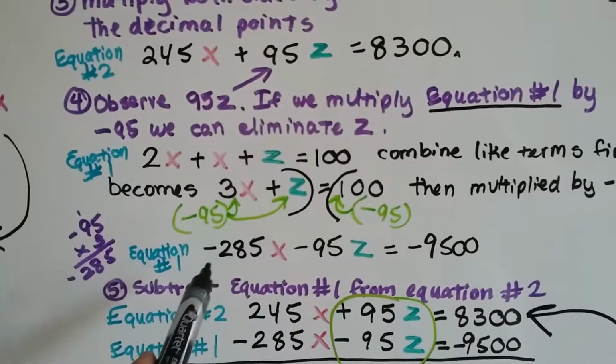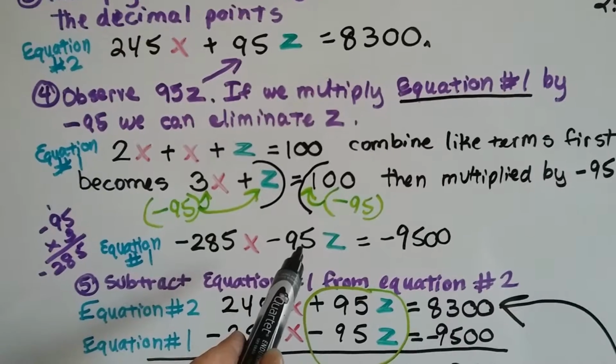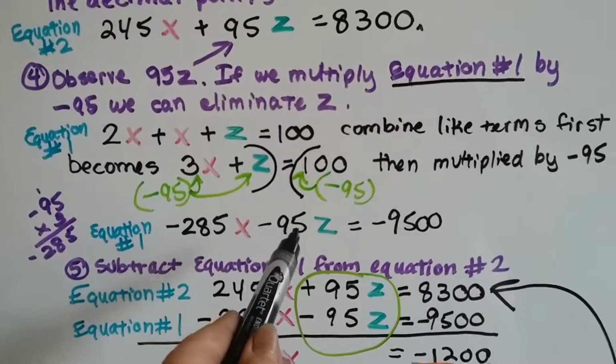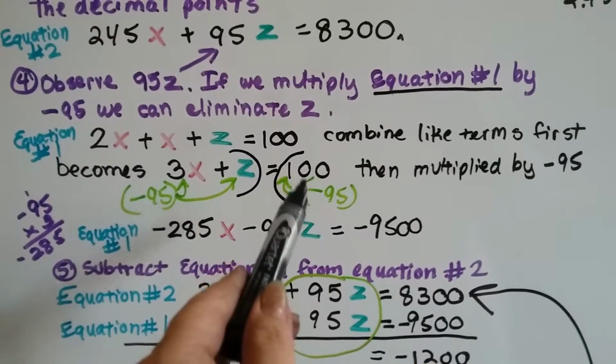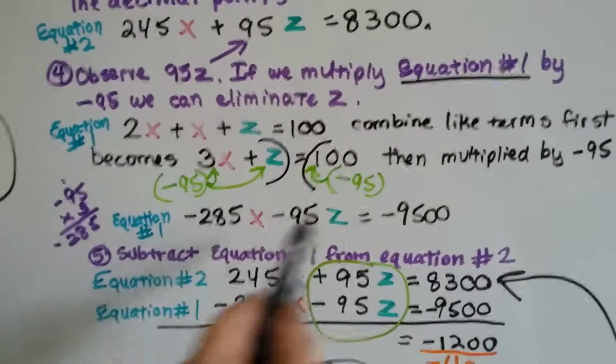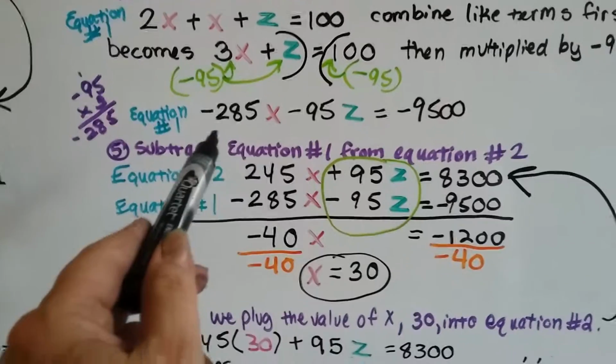And equation 1 becomes negative 285x minus 95z, because it was just a z, but now it's a negative 95z because we multiplied it by that, equals, and the 100 times negative 95 becomes negative 9,500. This is our new equation 1, okay? So keep following with me, all right?